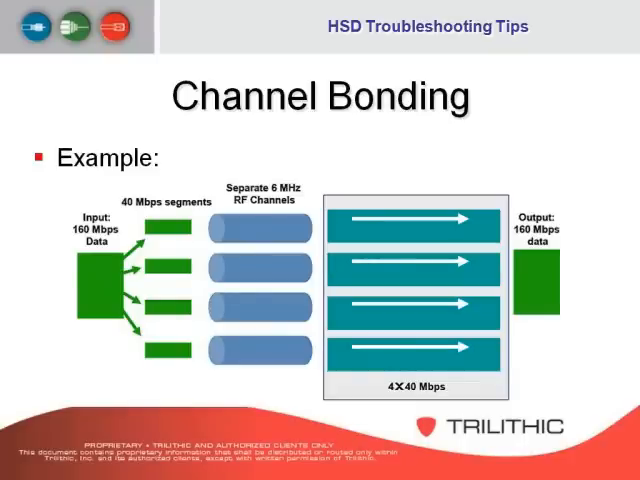This is kind of an example of what channel bonding looks like. Let's say, like in this case here, that it's 160 megabits per second of data that you're wanting to send down the pipeline. What happens is that 160 megabits gets broken up into 4 individual segments, 40 megabits per second each. So it separates on those particular RF channels. It's then routed through your network, combined back together, and it gives you 160 megabits per second data output.